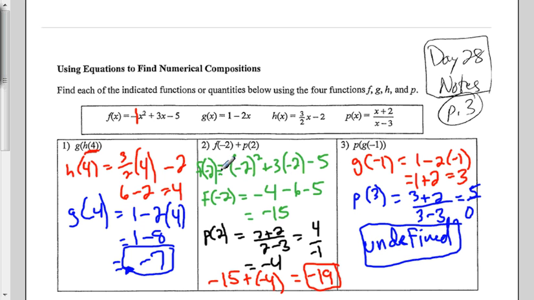Okay, so in the second one, we find f of negative 2 is negative 15. Just remember it's negative 2 squared, which is 4, and then the negative sign out in front of it makes it negative 4. So if you made a mistake there, that's probably where that was. We find p of 2 is negative 4, and then you just combine the negative 15 with negative 4 and get negative 19. Find g of negative 1 equals 3. Substitute that 3 in. So we get p of 3 equals 5 over 0. We cannot divide by 0, so that's undefined.